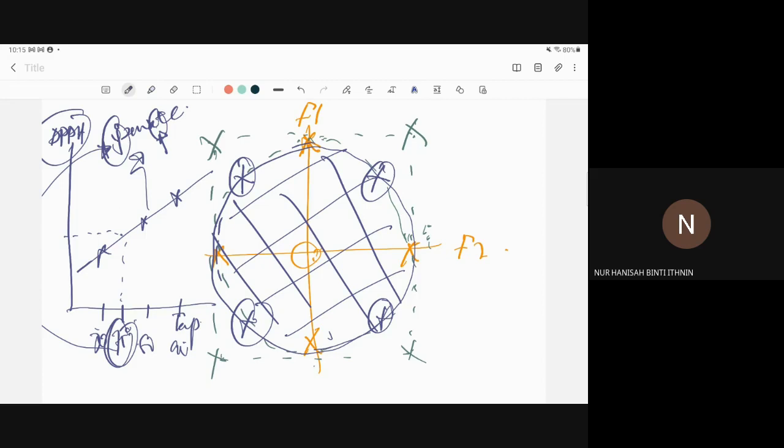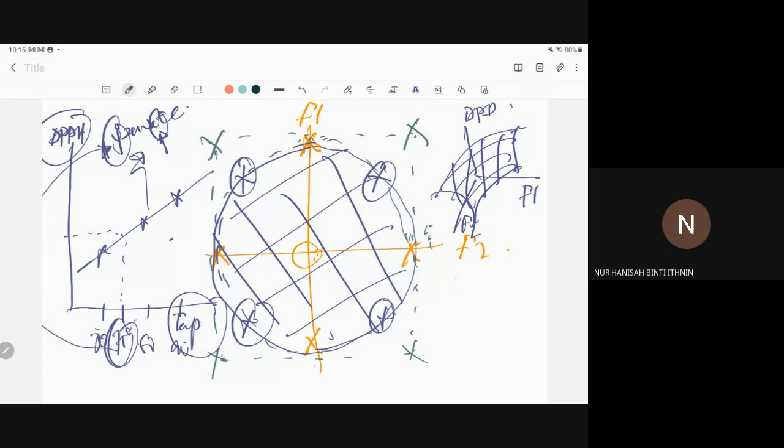Similarly, RSM is still the same. It's just that as opposed to only one factor, now you have two factors, factor one and factor two, and this is still the DPPH. So as opposed to a two-dimensional plot, which gives a line, if you have three dimensions, then you will have a surface.